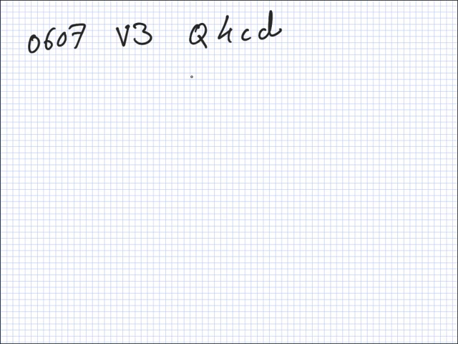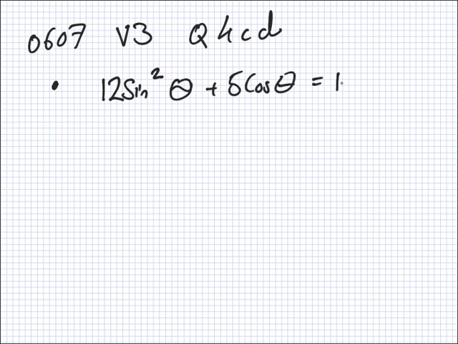So, what did they ask for in part C? 12 sine squared theta plus 5 cosine theta equals 10, and theta between 0 and 360. Not as bad as it looks.